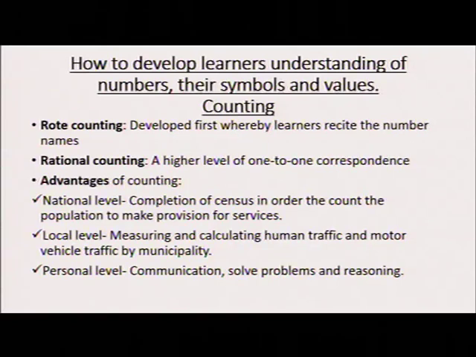For instance, we all know that every so often in our country we have a census. And why do we have a census? We need to find out how many people there are in the country. Why does the government need to know how many people there are? Because they need to build clinics, schools and roads to sustain all these people. So the advantage on a national level is to make provision of services. That is why the census should be done.